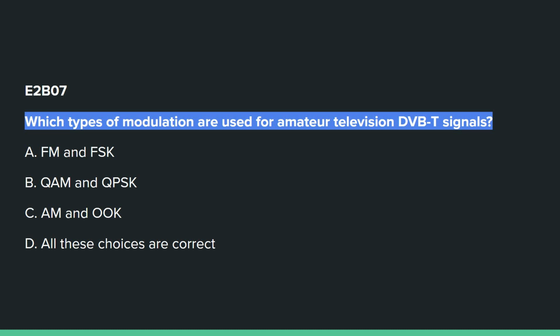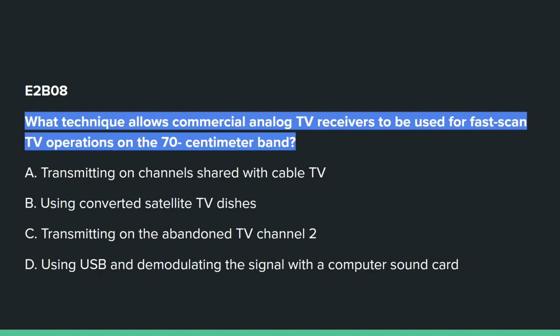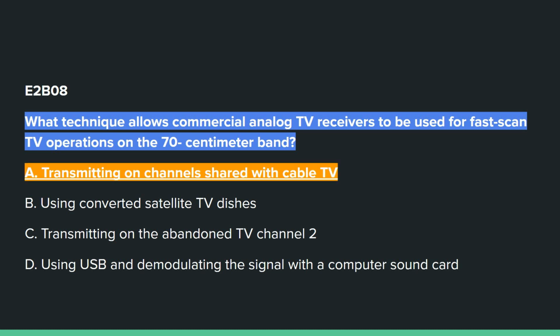E2B07, which types of modulation are used for amateur television DVB-T signals? And that's B, QAM and QPSK. E2B08, what technique allows commercial analog TV receivers to be used for fast scan TV operations on the 70 centimeter band? That's A, transmitting on channels shared with cable TV.